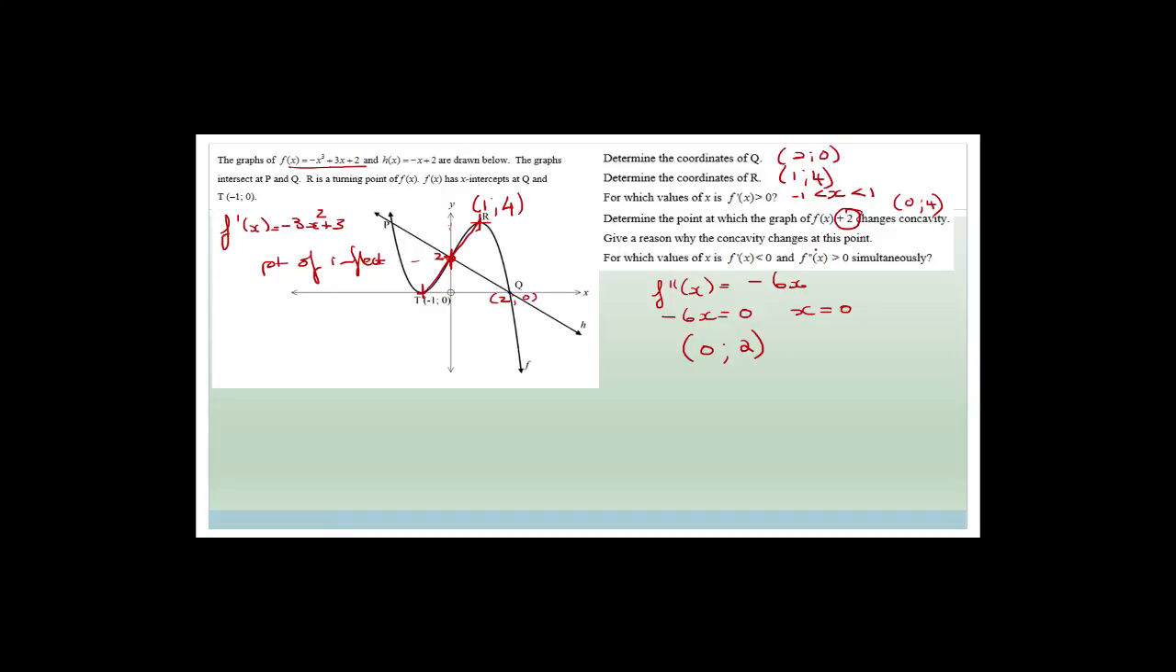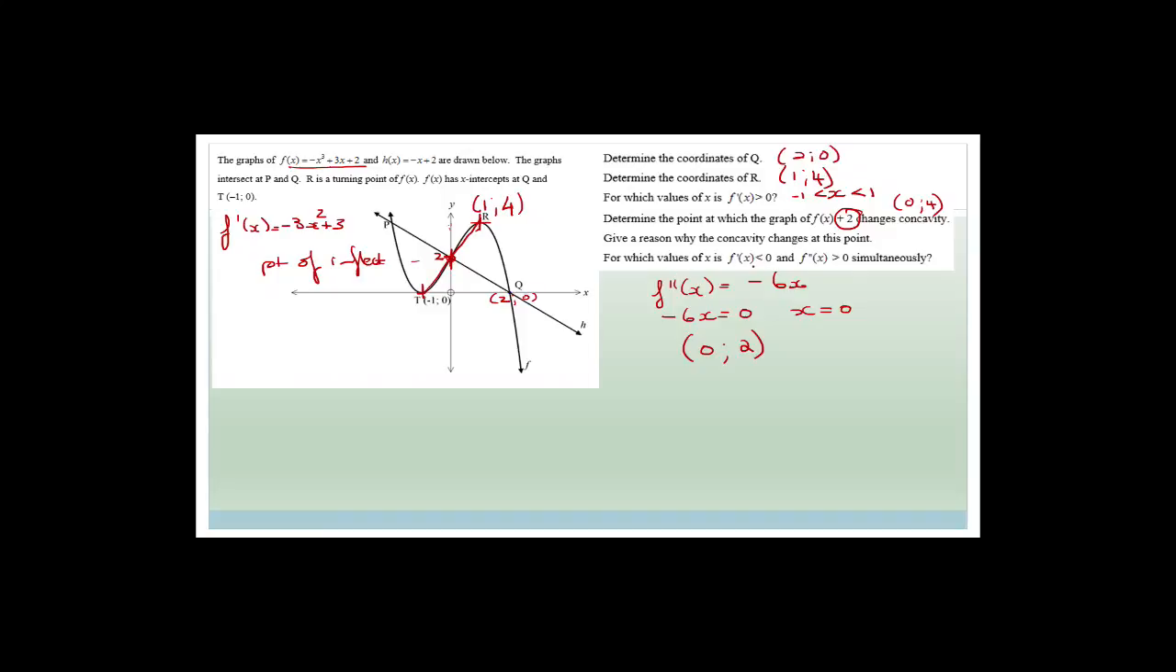Now it says, give a reason why the concavity changes at that point. Well, the reason the concavity changes at that point is because it's sloping up and then starting to slope down, because it's changing direction. And then we moved the whole graph up by 2, which is why it's at that point.